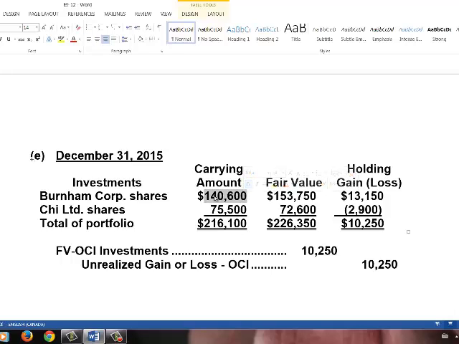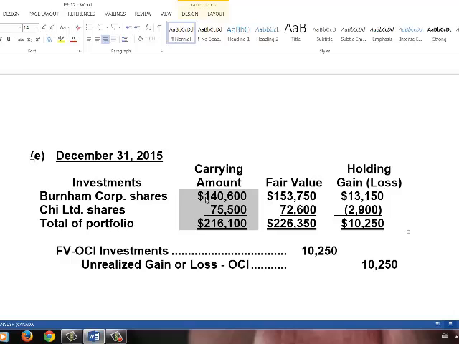The question said you're carrying them at the end of 2015 at $140,600, right? Or sorry, I should say the carrying amount for these investments at the end of 2015, because there's been no activity in those shares in 2015. So these values I'm getting right from the top part of the question. In other words, I look at this and I say, well, the carrying amount of the investments at the end of 2015 is the same as what they were at the end of 2014.